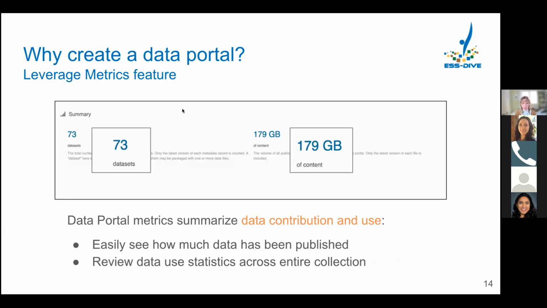So one very advantageous feature in data portals is the metrics feature. There are metrics for all individual data packages. What a data portal does is summarize data contribution and use across all of the data packages that are in your portal. So you can easily see a summary of how much data has been published, and this is what you're seeing on screen in terms of the number of data sets that are published, as well as the amount of file content. And then you can also review data use statistics across the entire collection.